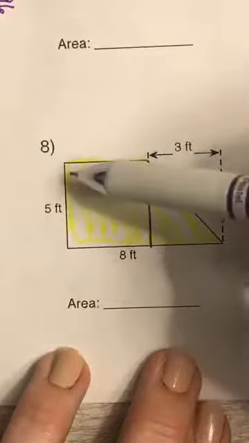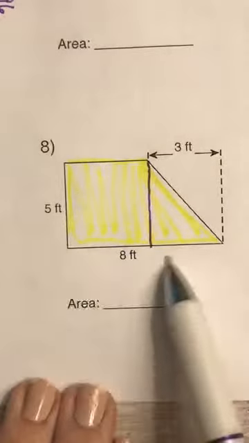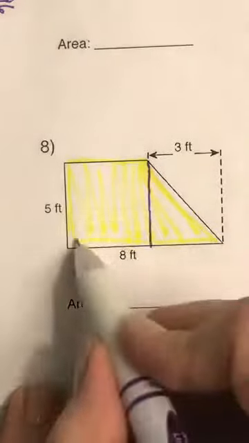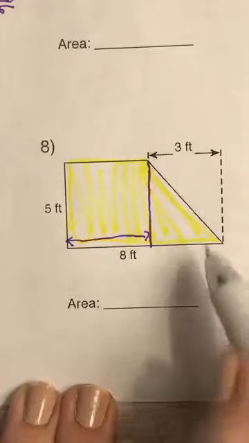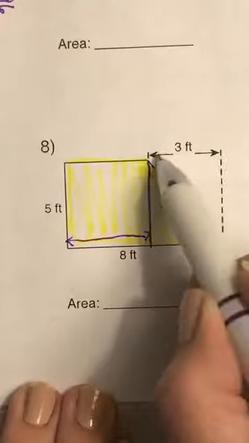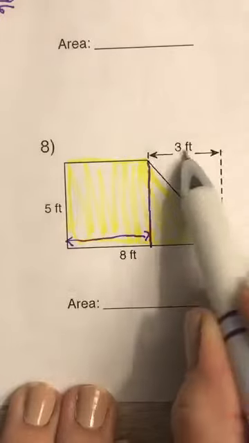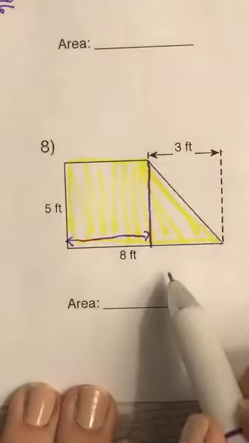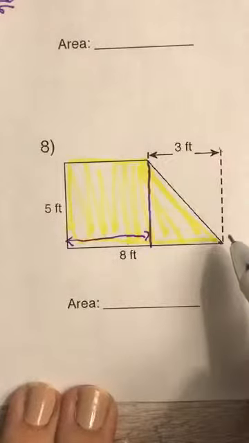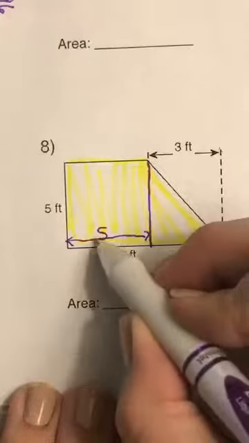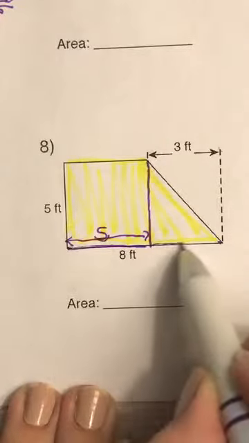Okay? We need to multiply the length times the width. But this says it's 8 feet all the way over here. I only want to know how long it is from here to here. I do know that from here to here it's 3. The whole bottom is 8. If I take away 3, what am I going to have left over? What is 8 take away 3? Should be 5. 8 minus 3 is 5. That means this length right here is 5. This length right here is 3.